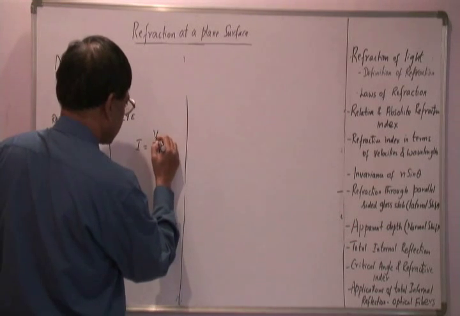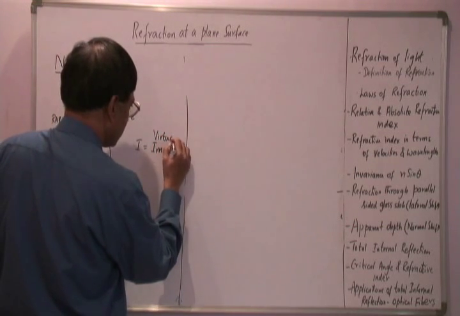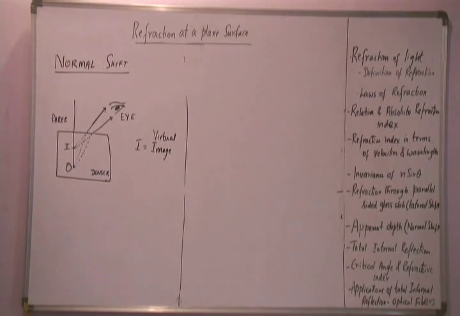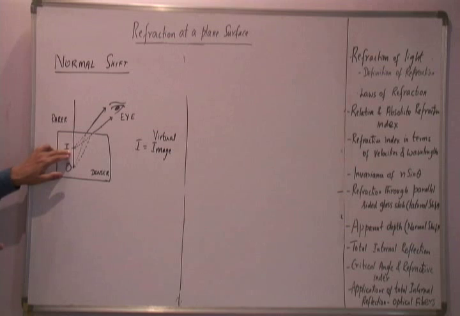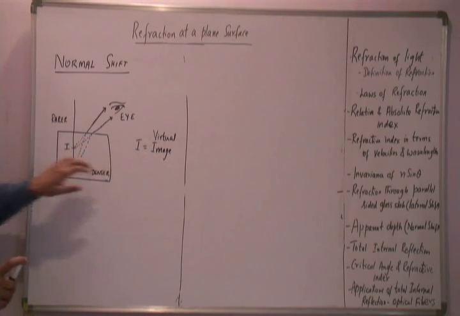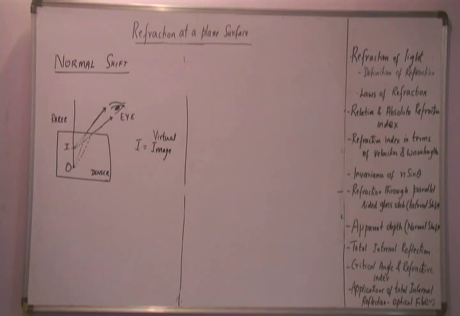Or the virtual image rather. I is the virtual image because the image does not exist at point I, but we feel as if the object is at I. So I is called the virtual image. This phenomenon is known as normal refraction.